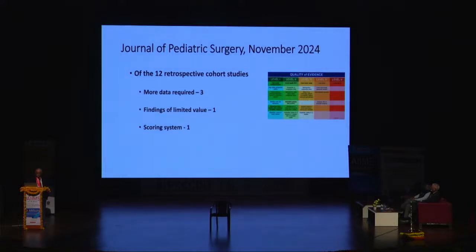In 5 of these articles, the authors themselves stated that you need more data. If you know you need more data, don't publish that article till you have more data, isn't it? That makes common sense. One person says the findings are of limited value. Again, why did you publish it?